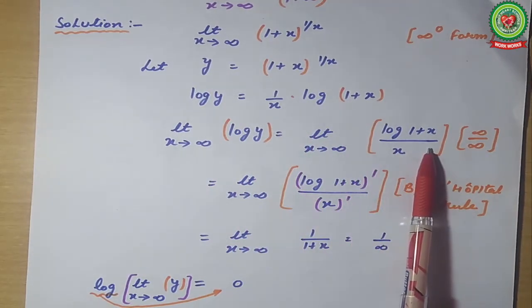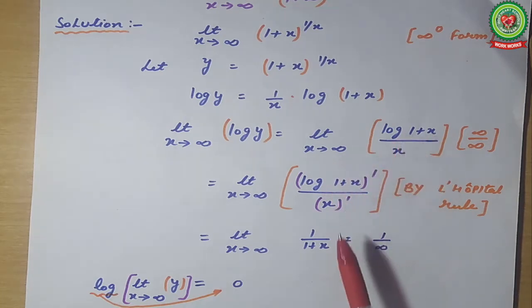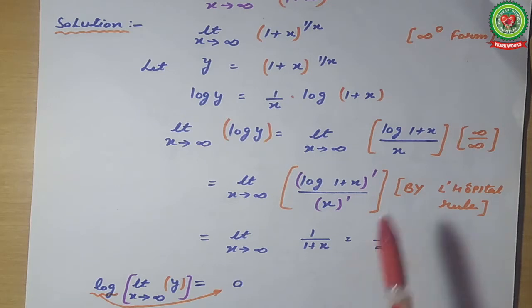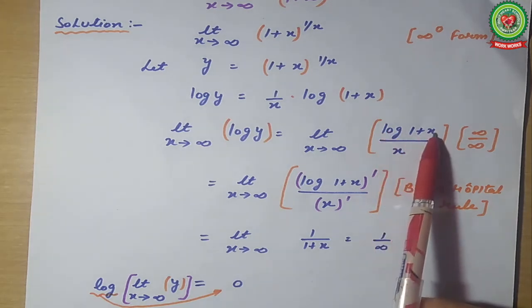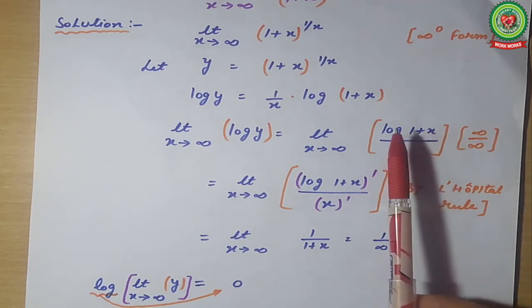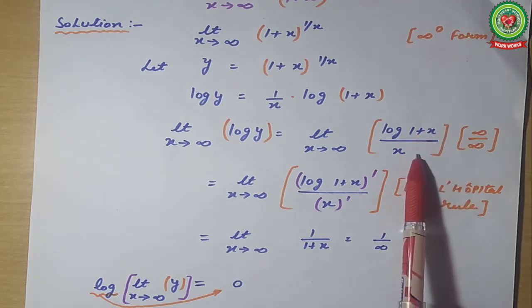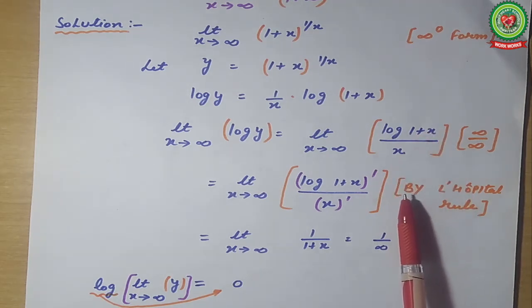Now you will approach the limit there and you will solve only and only the right hand side. Clear बच्चे? Log 1 plus x upon x there. Now x approaches infinity there. 1 plus infinity means infinity. So log infinity is infinity. So infinity upon infinity form is there. So now you will solve it by using the L'Hopital rule.